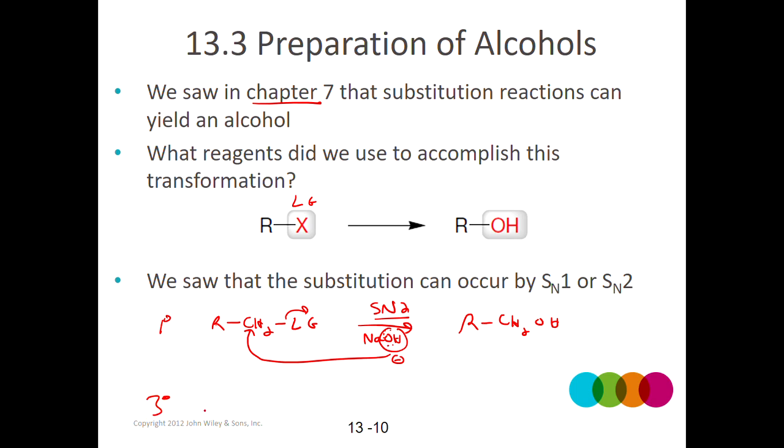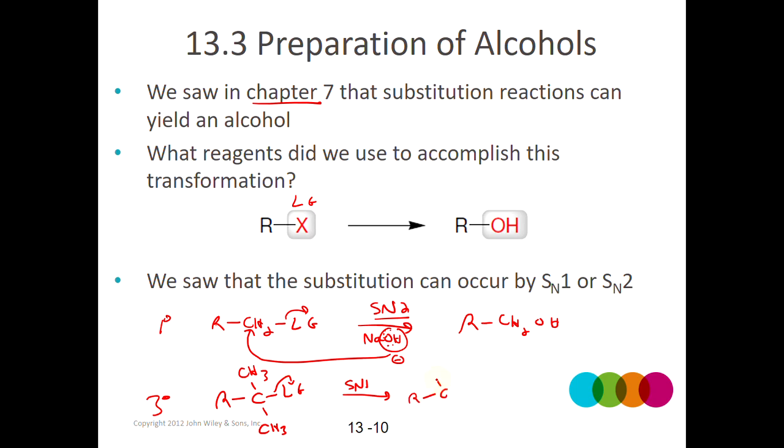If it's tertiary, then we can do an SN1. Right, so if the leaving group's on a tertiary carbon, it's too crowded for any nucleophile to come in and push the leaving group out. So we definitely cannot do an SN2. So we're going to see an SN1 where the leaving group will leave first.